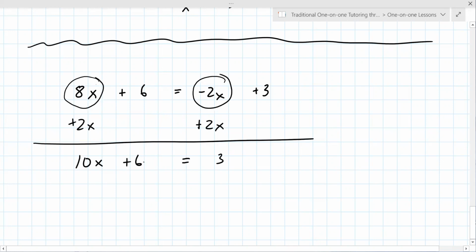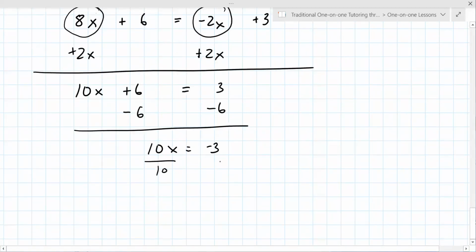Now, this is a two-step equation. You have to undo plus 6. Yeah. How do you do that? Use minus. Minus 6. So that's 10x equals minus 3. Divide both sides by 10. So x equals minus 3 over 10. Okay.